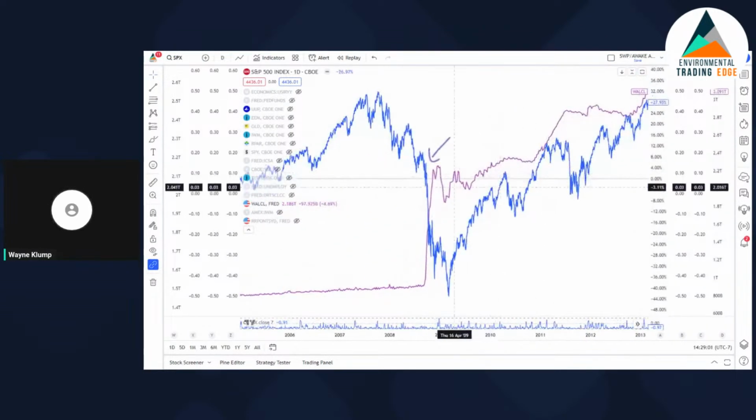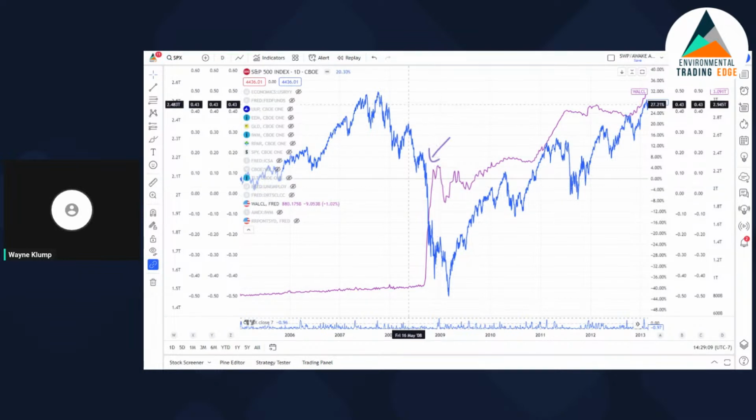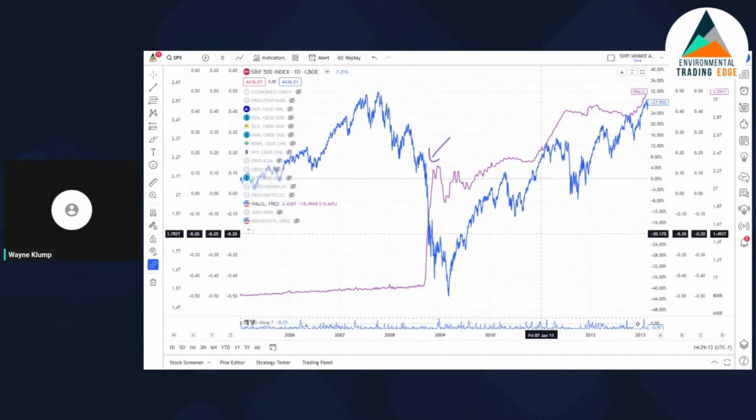Rewinding all the way back to 2008. Here we've got two lines on this graph: the S&P 500 in blue, and the Fed balance sheet in purple.